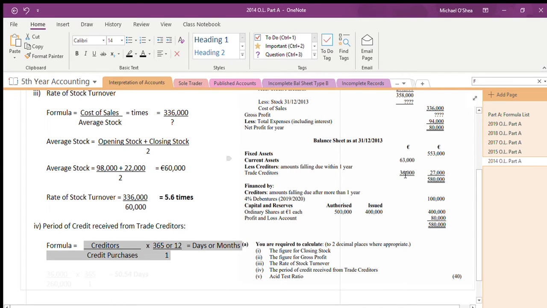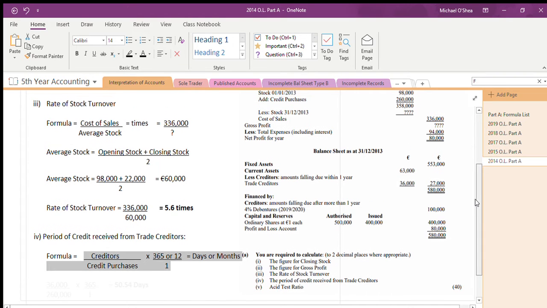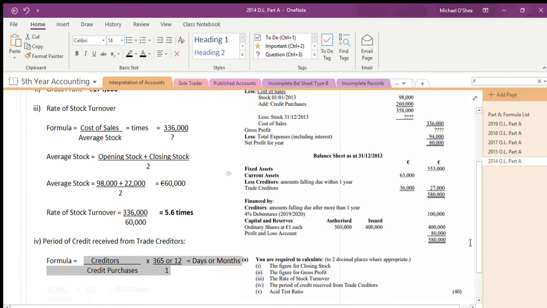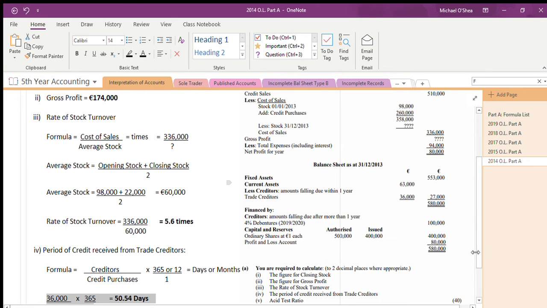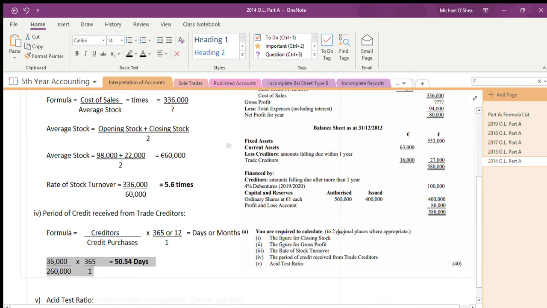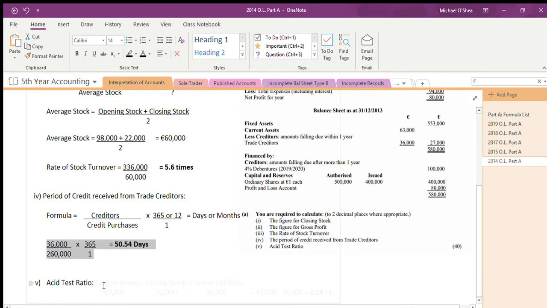My creditors is 36,000. My credit purchases up here given again 260,000. I'm going to multiply by 365 because I'll get the days amount, and then I'll know accurately it's however many days. If they tell you to get months, then you multiply by 12. So my formula, as I said, 36,000 my creditors divided by 260,000. Creditors divided by credit purchases up here, and multiply by 365 is 50.54. It's 2 decimal places. 50.54 days. Days is quite important.